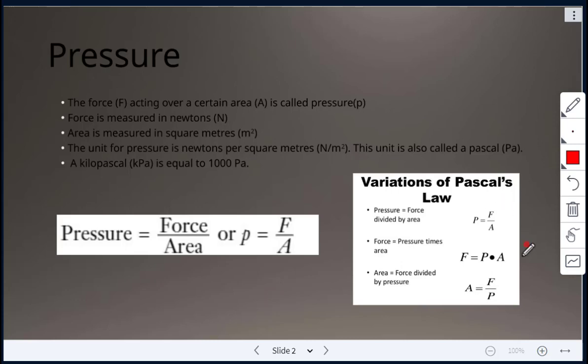We can rearrange the formula to solve for, for example, force. If we're solving for force, it becomes pressure times area. If we're solving for area, it becomes force divided by the pressure.